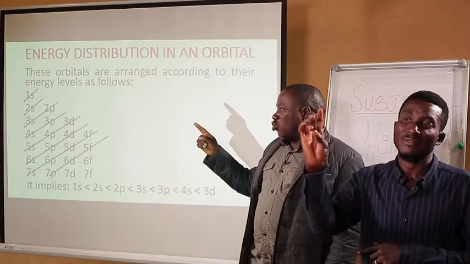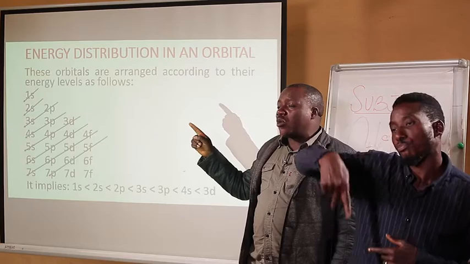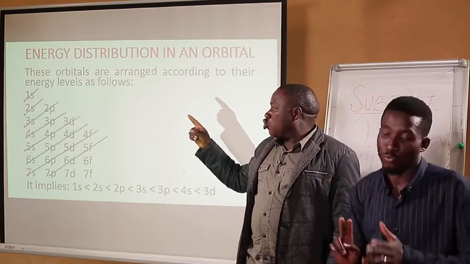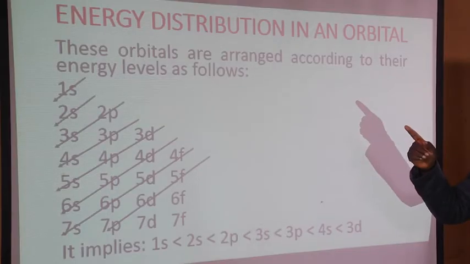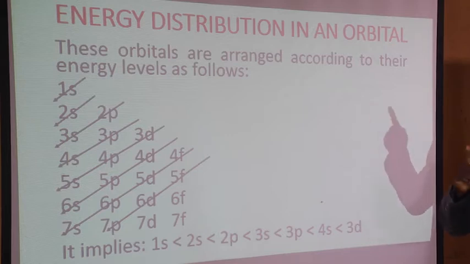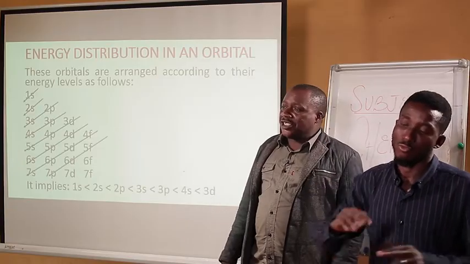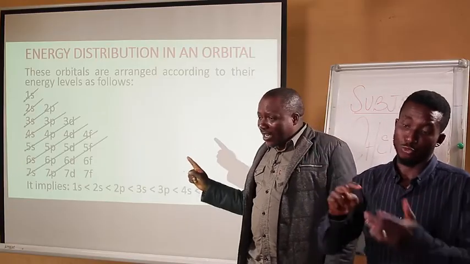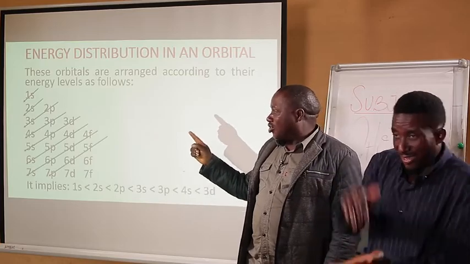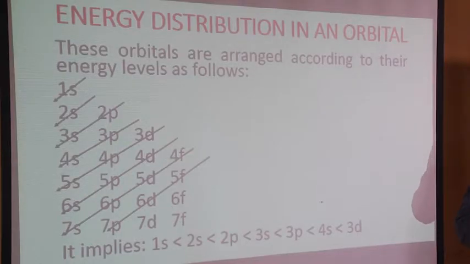Then we go back to p. When we are getting to p, we are going to jump a line and then we start with 2p. We don't have 1p, but we start with 2p, 3p, 4p, 5p, 6p, up to 7p. We move again to d. We are going to jump another line again. We are coming to line 3. That will be 3d, 4d, 5d, 6d, and 7d.